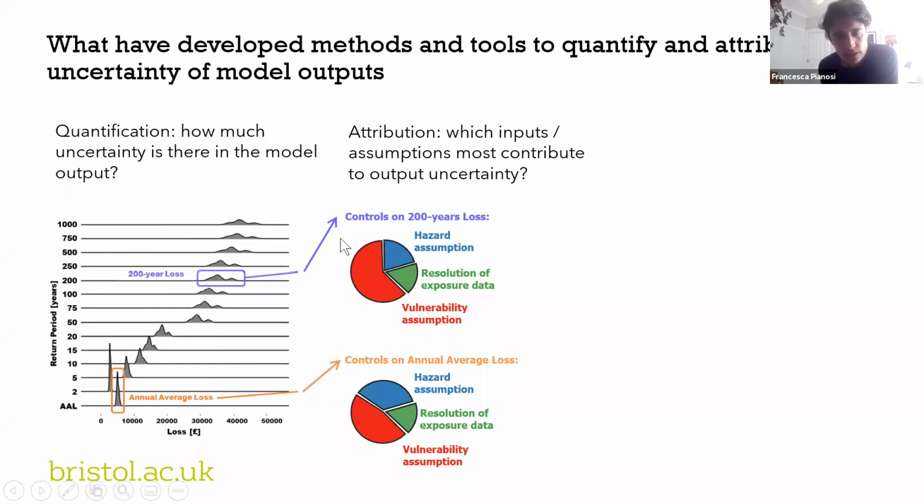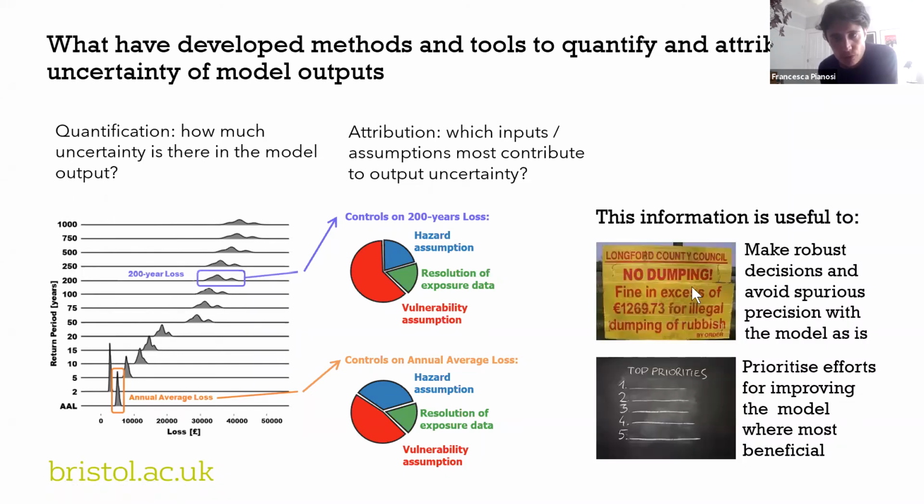Why is this important? This piece of information is important for at least two reasons. Number one, the quantification of uncertainty allows us to make more robust decisions and avoid spurious precision, so we don't trust the model more than it should be trusted, or less than it should.